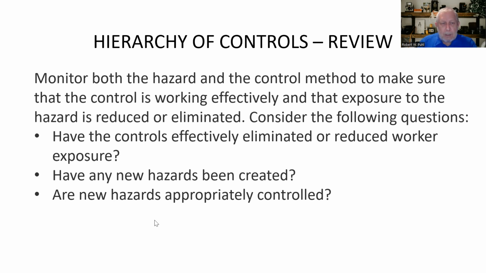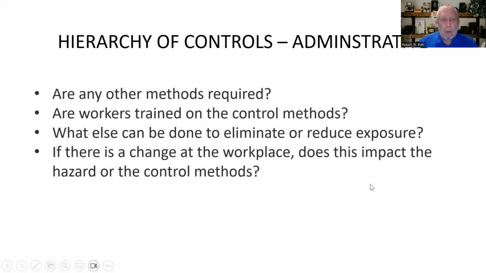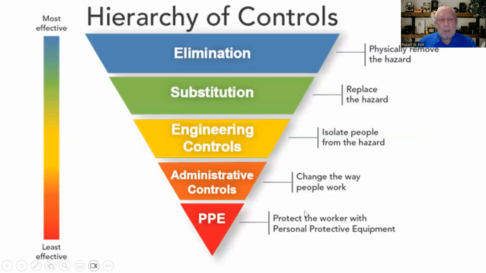Consider the following questions: Have the controls effectively eliminated or reduced worker exposure? Have any new hazards been created? Are new hazards appropriately controlled? Are any other methods required? Are workers trained in the control methods? What else can be done to eliminate or reduce exposure? If there is a change in the workplace, does this impact the hazard or the control methods?